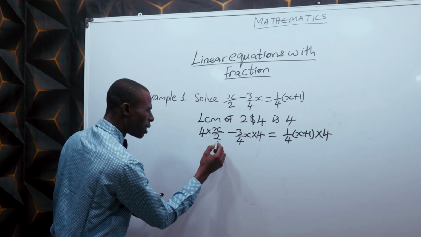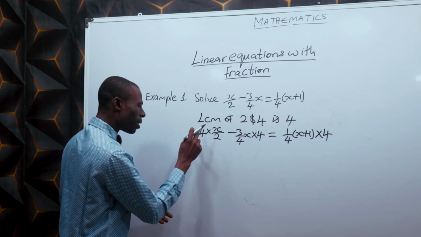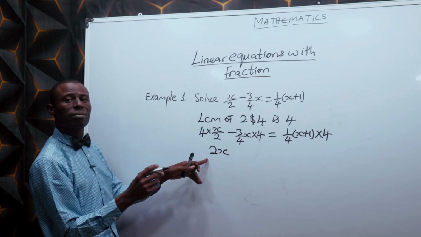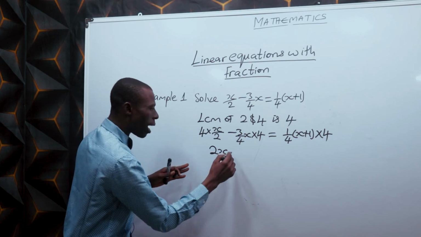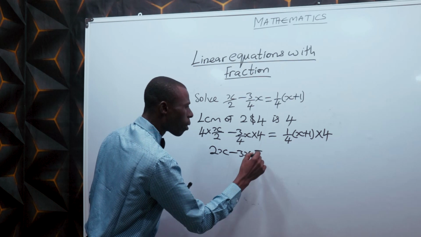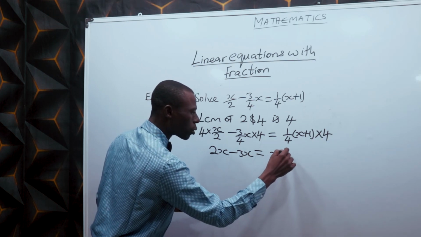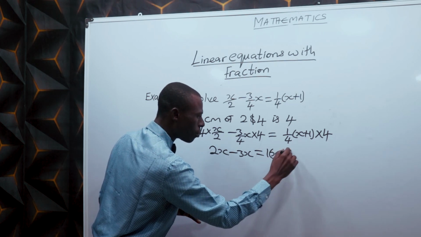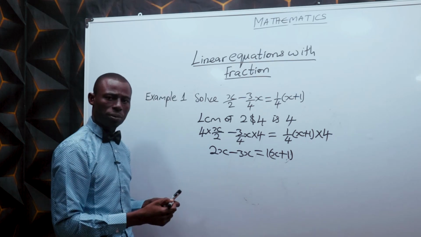2 goes in 2 one time. 2 goes in 4 twice. That 2 times x gives us 2x. We have cleared the fraction. 4 goes into 4. We have negative 3x left. We have cleared the fraction. This 4 goes into this 4. We have x plus 1 left. We have cleared the fraction.